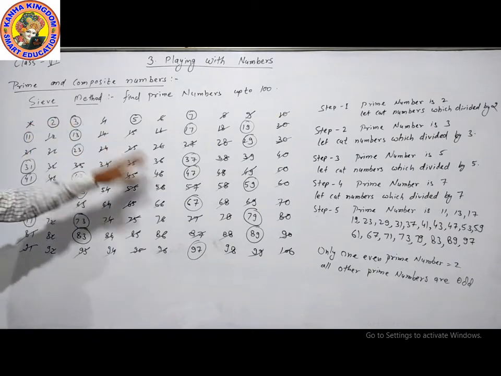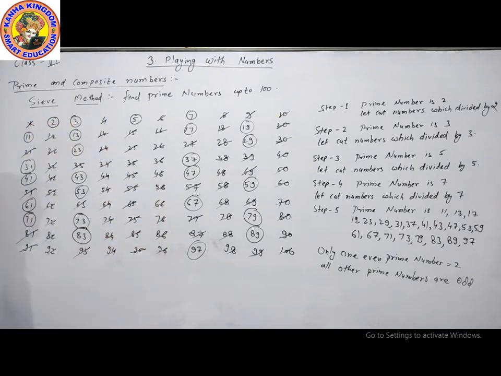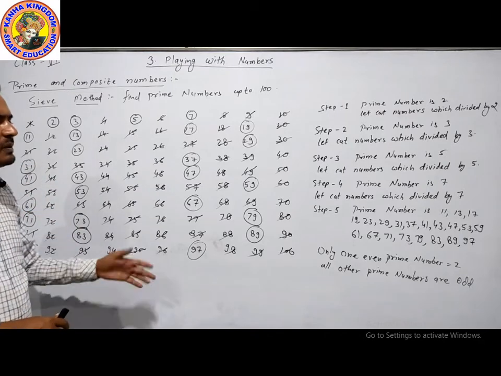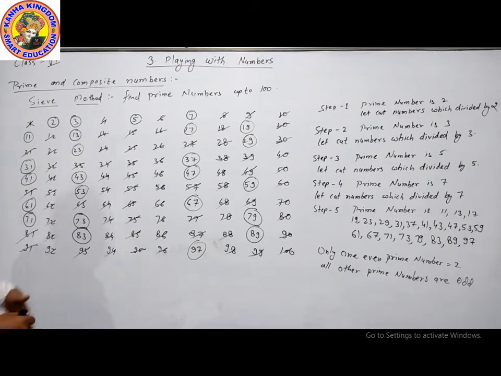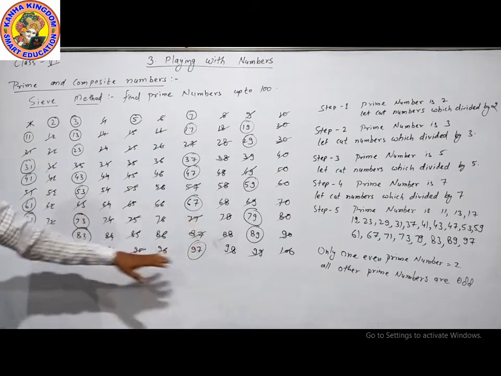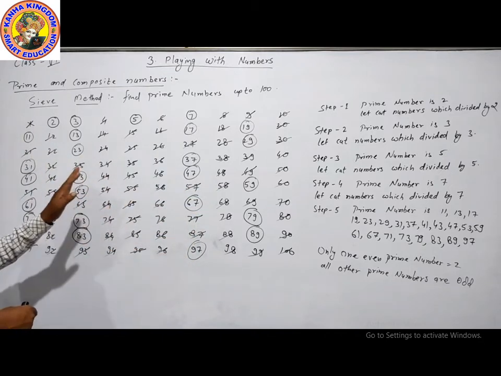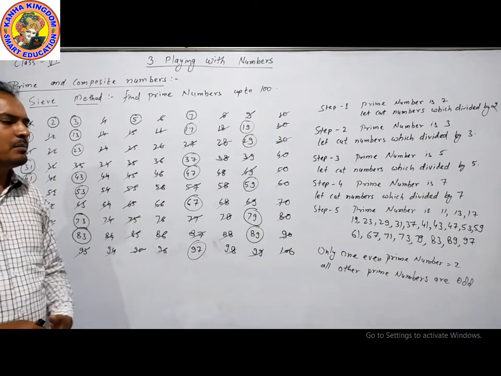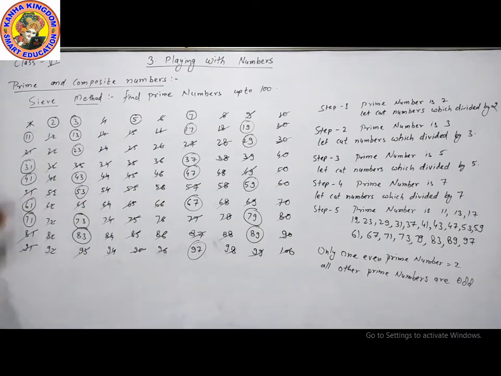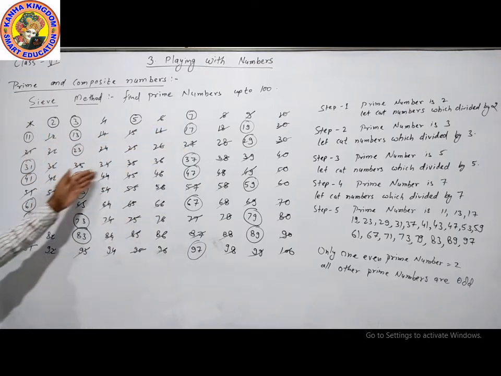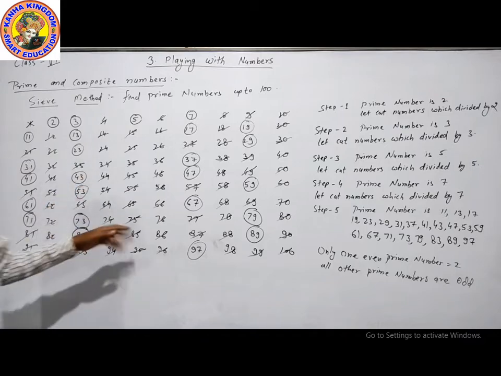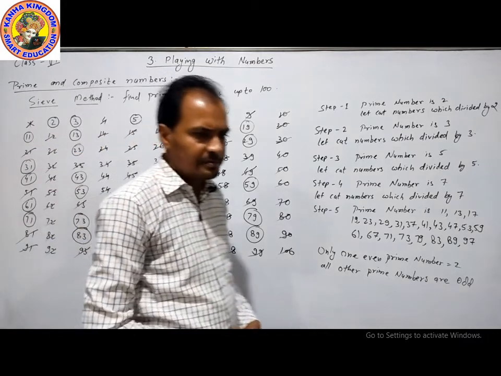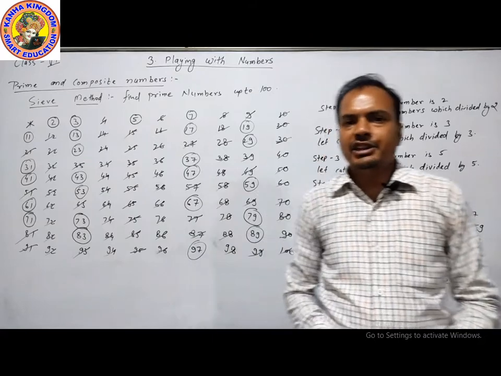When we check, no number is cut by 11. So the remaining are our prime numbers. Do not check after 11, all the remaining numbers are our prime numbers. So 11, 13, 17, 19, 23, 29, 31, 37, 41, 43, 47 and many more are our prime numbers. You can take a screenshot of this.